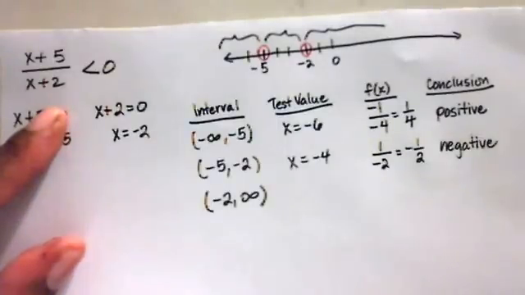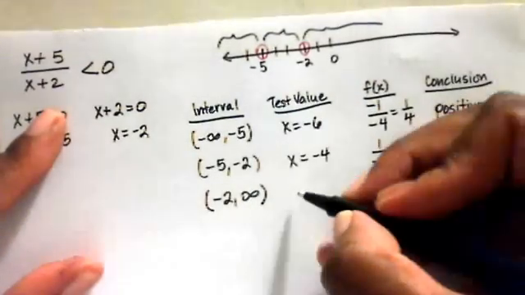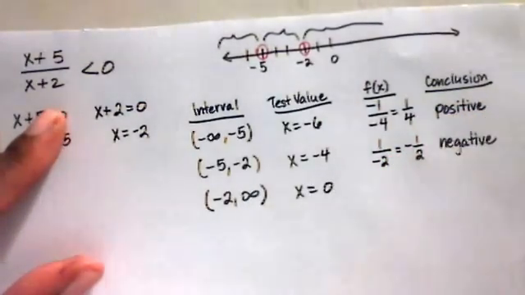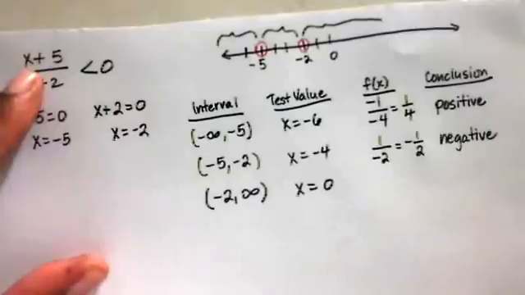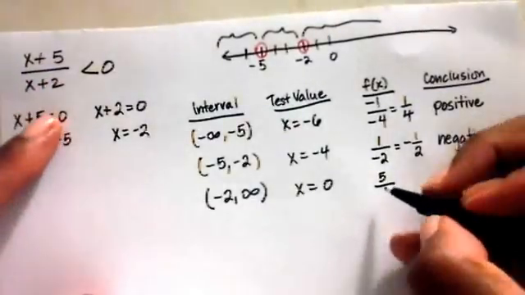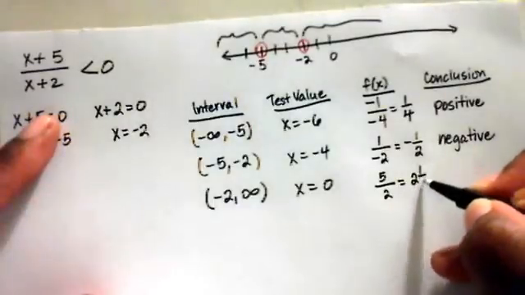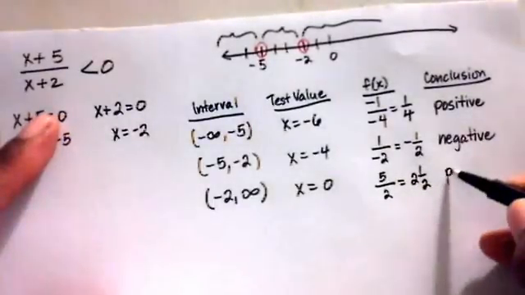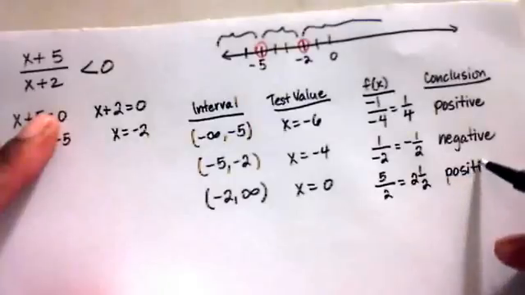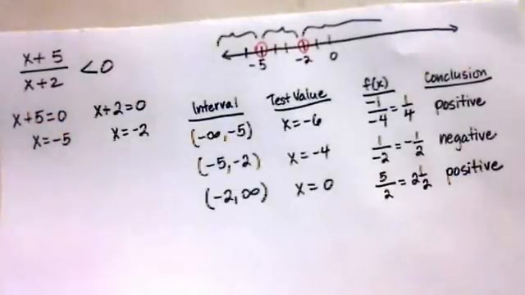And then finally, from negative 2 all the way to infinity, use 0. So here 0 plus 5 is 5. The denominator is 0 plus 2, which is 2. So this is 5/2, or 2.5, which is positive. So from negative 2 to infinity, I'm going to have positive f of x values.